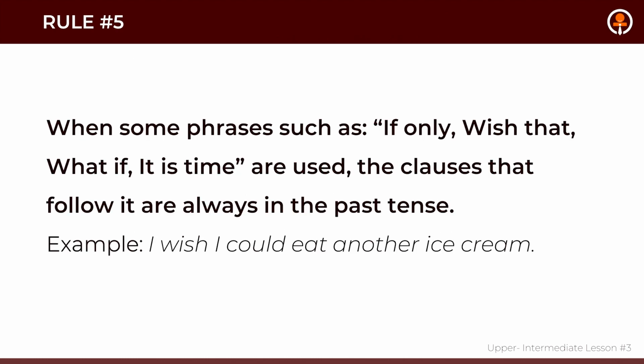And the last rule, rule number 5. When phrases such as if only, I wish that, what if, it is time are used, the clauses that follow are always in the past tense. You are talking about something impossible, something that you sometimes regret or dream of. Example: I wish I could eat another ice cream. So this sentence is governed by rule number 5.